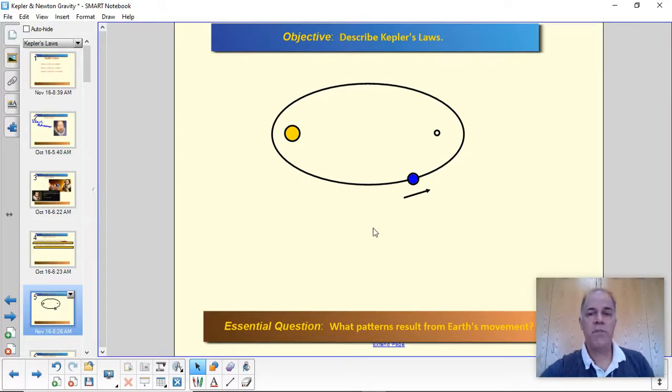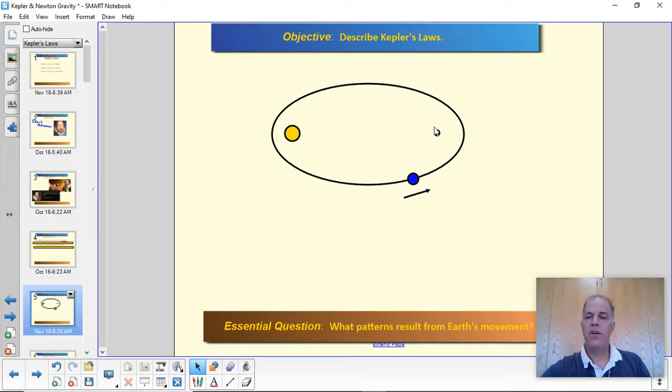Now, the orbits of the planets in the solar system are much closer to circles. They're not this squashed. This is very, very exaggerated. They're nearly circular, but not quite. And Kepler was able to show that they are actually ellipses. And the sun, that's what this yellow one is, is at one focus of the ellipse.